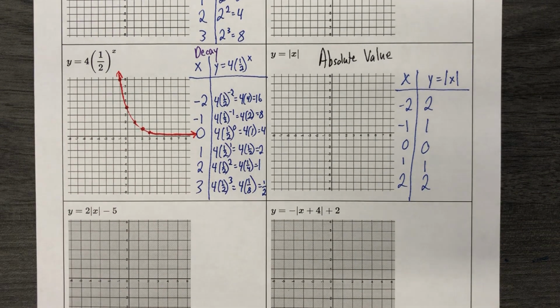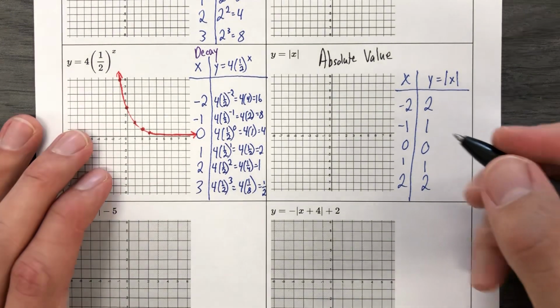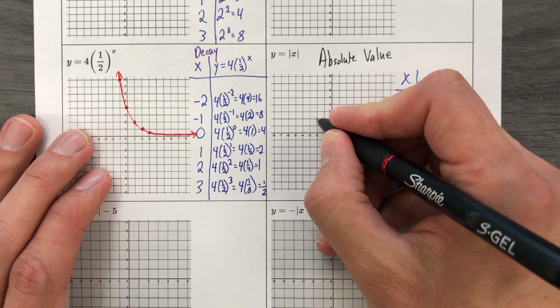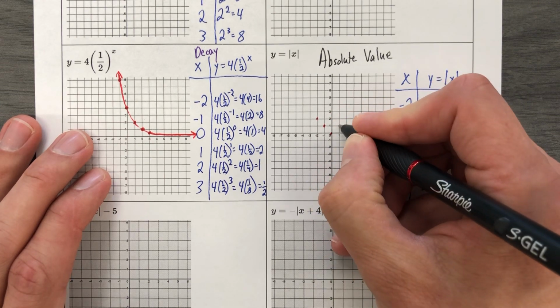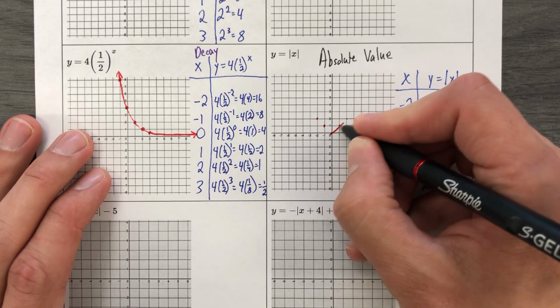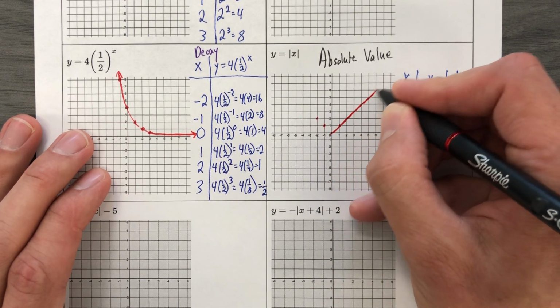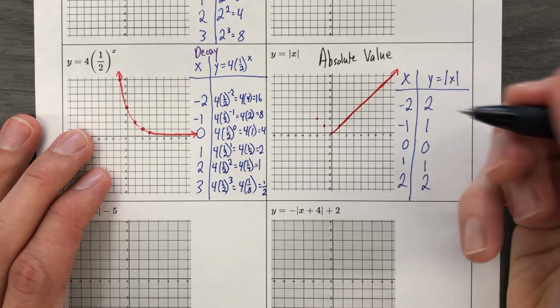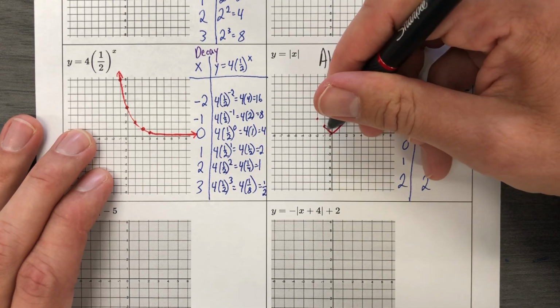When you plot these points, I'm going kind of fast on this one, you'll have (-2, 2), (-1, 1), (0, 0), (1, 1), (2, 2). And it's going to go like this. It looks linear, but it's, well, you'll learn this word later, piecewise linear. It's broken up into two separate pieces.